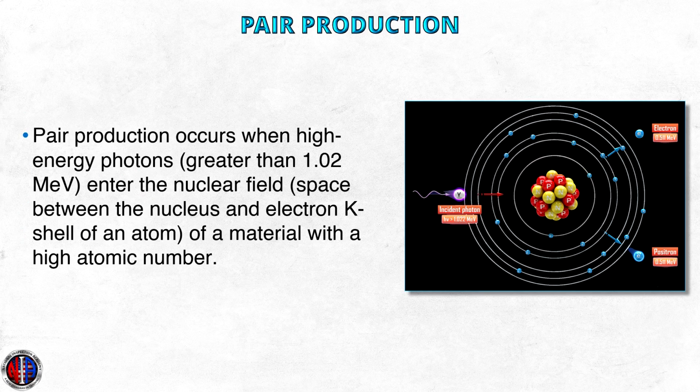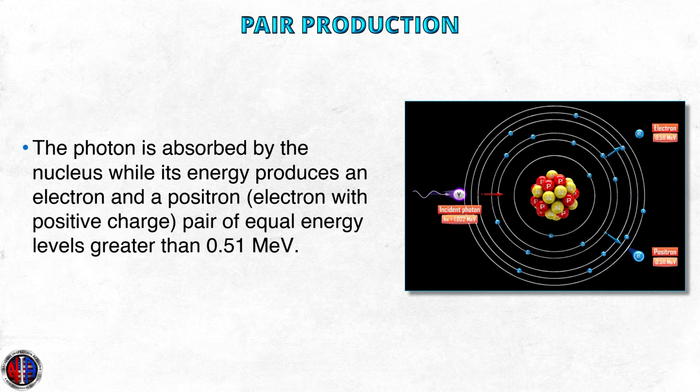Pair production occurs when high-energy photons, typically greater than 1.02 MeV, enter the nuclear field, the space between the nucleus and electron K-shell of the atom, of a material with a high atomic number. The photon is absorbed by the nucleus while its energy produces both an electron and a positron pair of equal energy levels greater than 0.51 MeV.